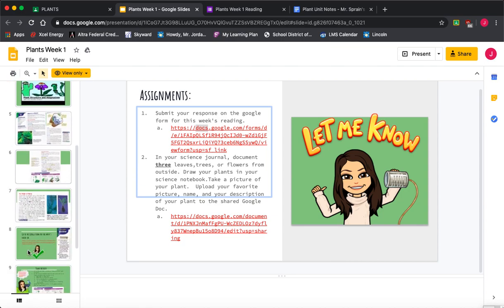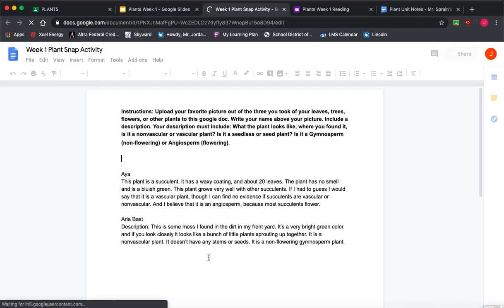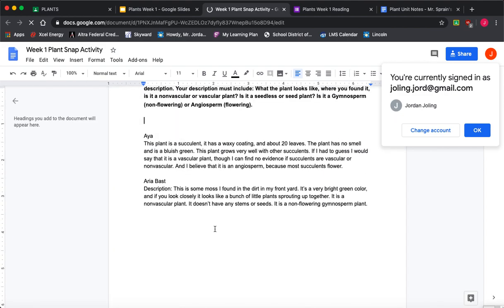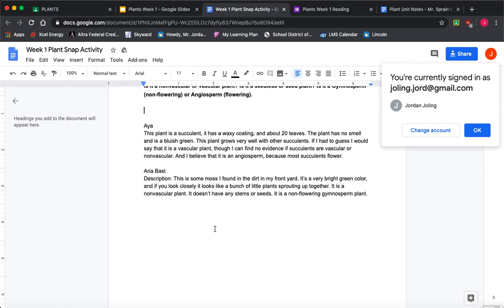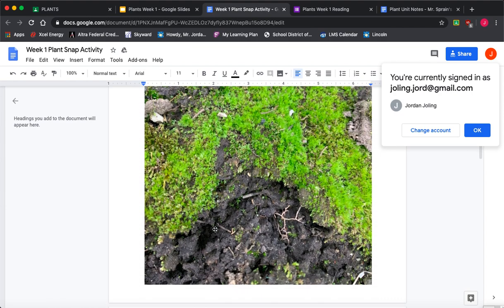We're almost done with this, everybody. The last part that we have to do is in your science journal, document 3 leaves, trees, or flowers from outside. You can draw your plants in your science notebook, take a picture of your plant, and then upload your favorite picture and your name and your description to this shared Google Doc. So we'll open that up now. And looking here, a few of your classmates have already done that. It looks like Aya and Aria have already uploaded some descriptions of their plants. There's some pictures here as well.